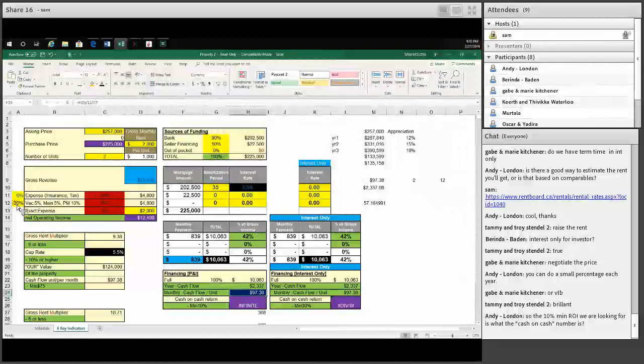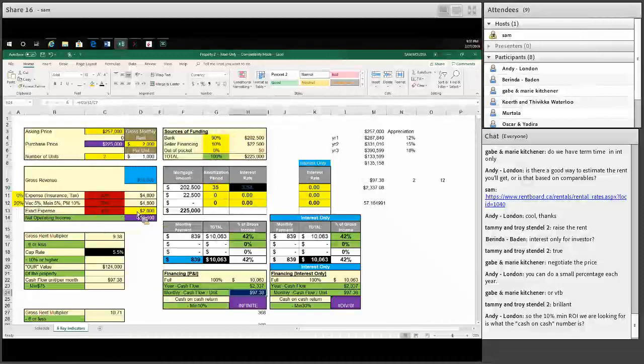So the 10% minimum ROI we're looking for is for the cash on cash return. That's right, Andy. That's right. Because that's all we really care about: how much money do we put in and how much do we make on our money? We really don't care about the rest of it because we borrowed it. It's the return on investment of the money that we put up.